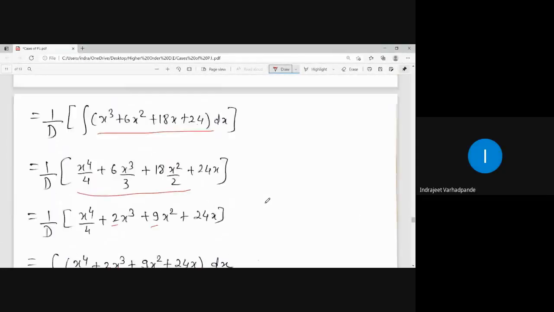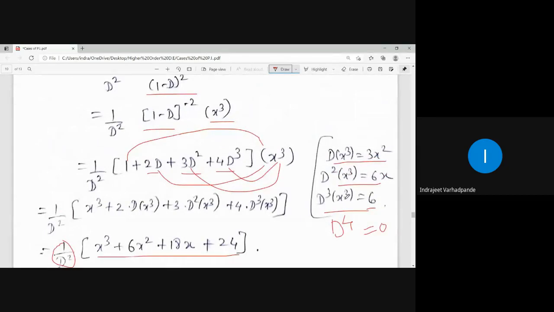Yes, the degree. See the degree of the polynomial. Degree of the polynomial is 3. If this were x to the power 4, we would expand the binomial expansion till d to the power 4, because the higher order derivatives after that will all be 0. So whatever the degree of the polynomial present in the RHS of the given differential equation, the binomial expansion should also appear till that degree.